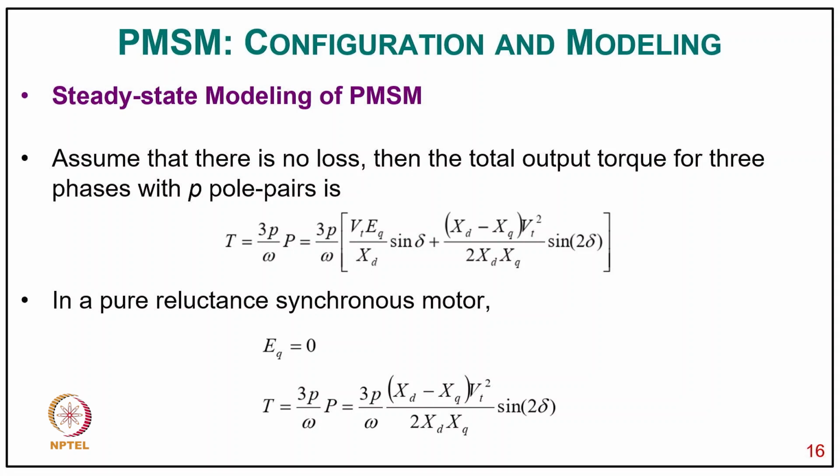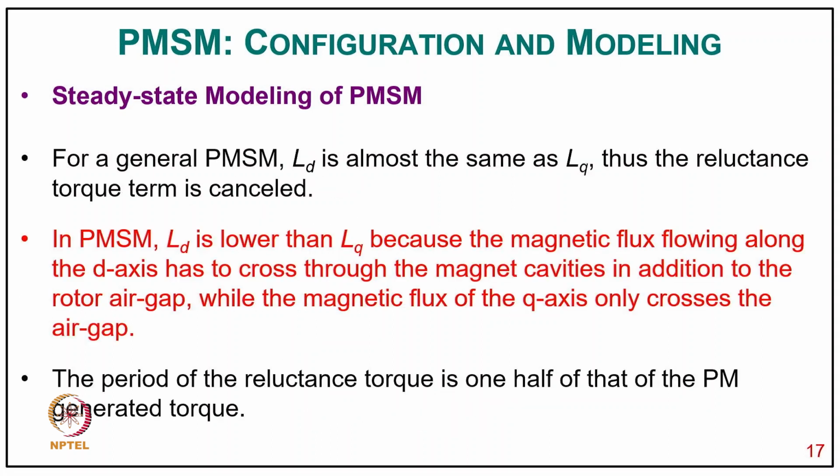So in pure reluctance motor, reluctance synchronous motor, EQ equal to 0, so T is equal to 3P upon omega P, so that becomes 3P upon omega XD minus XQ VT square upon 2 XD XQ into sine 2 delta. And for general PMSM, LD is almost the same as LQ, thus the reluctance torque is cancelled.